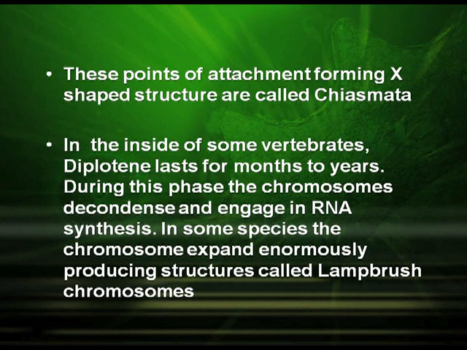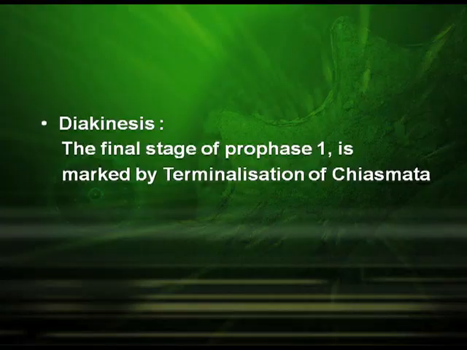In the cells of some vertebrates, diplotene lasts for months or even up to years. During this phase, the chromosomes decondense and engage in RNA synthesis. In some species, the chromosomes expand enormously, producing structures called lampbrush chromosomes, which resemble the filament of bulbs. Thus, they are called lampbrush chromosomes.